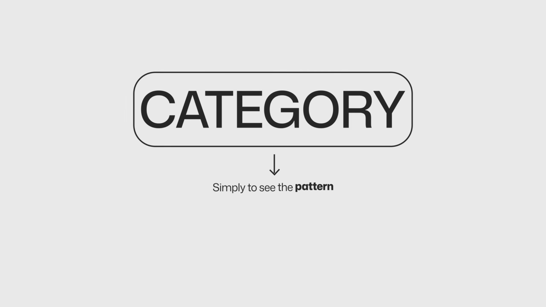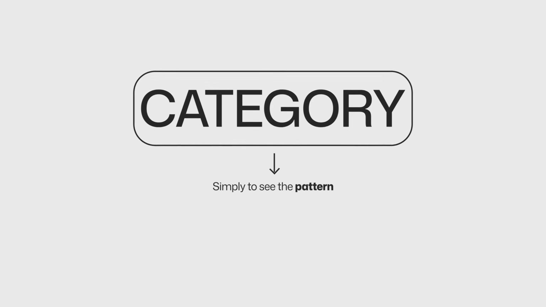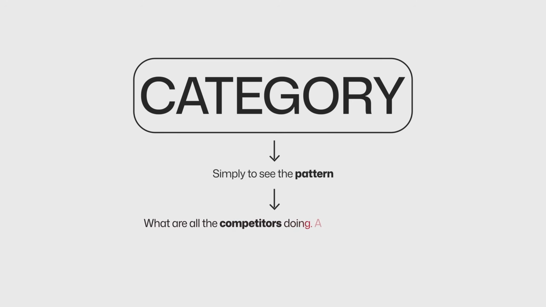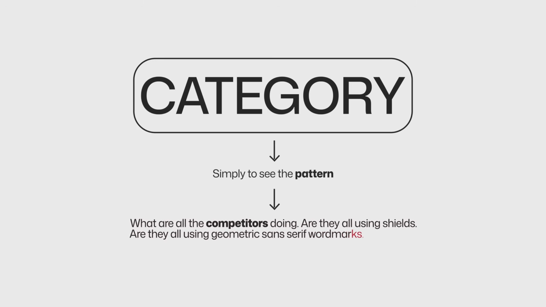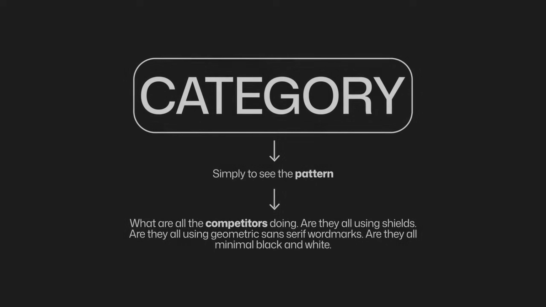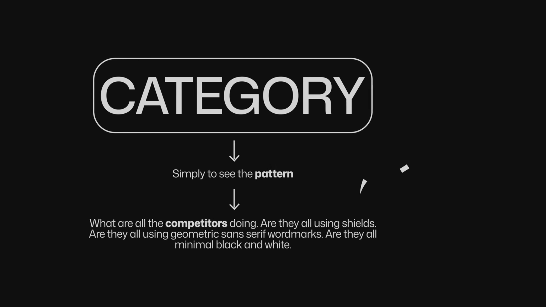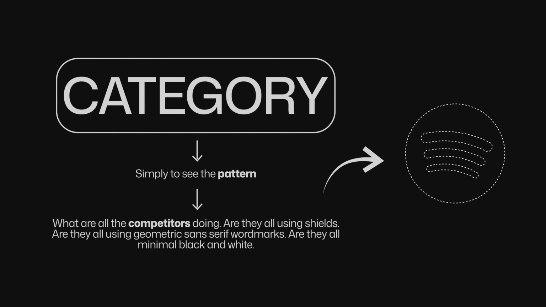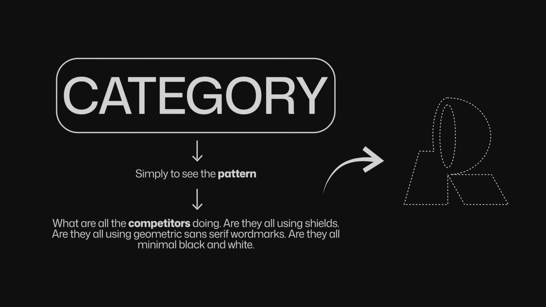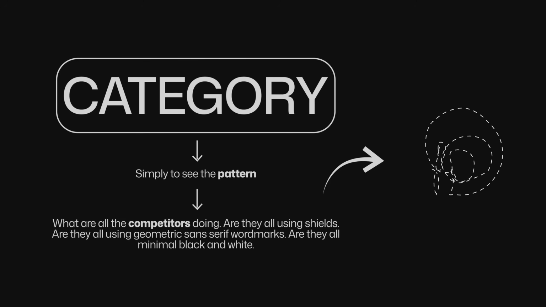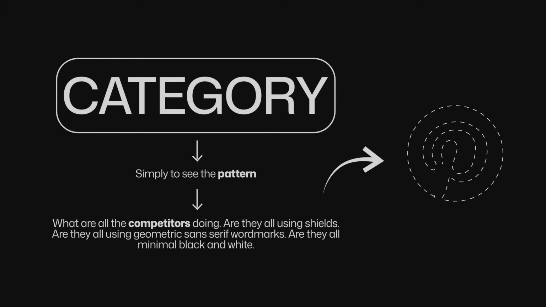Then I will simply look at the niche category, and this is just to see any patterns that exist there. So what are all the competitors doing? Are they all using shields? Are they all using geometric sans serif for the word marks? Are they all minimal black and white logos? All of this tells me what the visual space is already crowded with, and I can then use this information to either pivot and differentiate, or comply and thus compete, depending on the brief and the project breakdown.